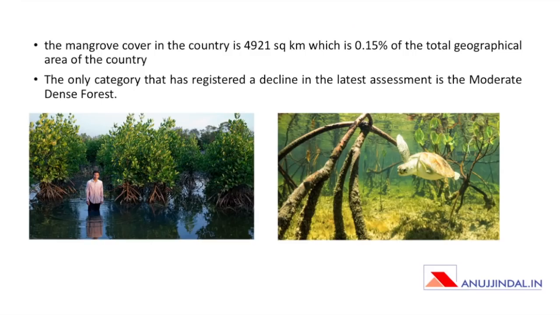Next is mangrove cover in the country is almost 4,995 square kilometers, which is 0.15% of total geographical area. Not a very, very important fact, but something that you can just be aware about.